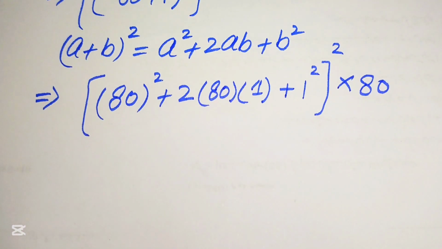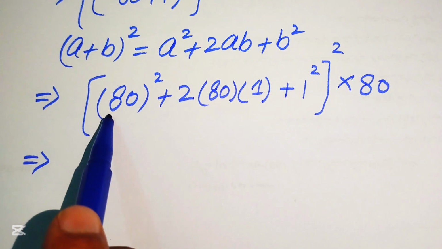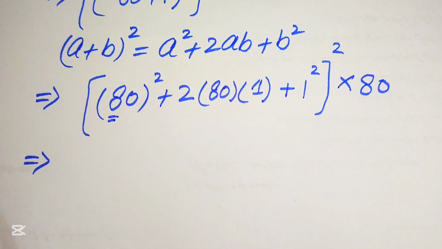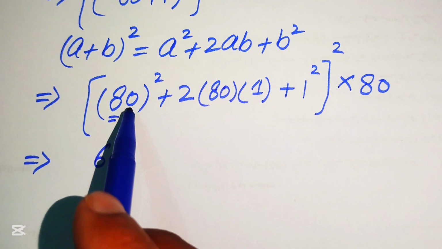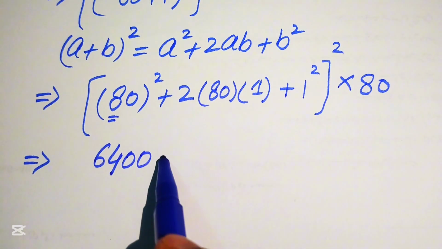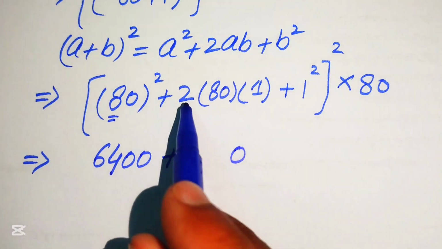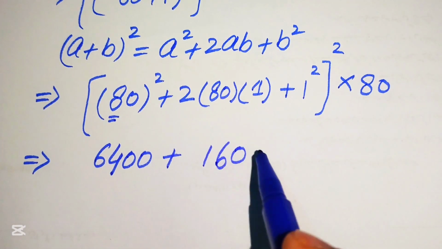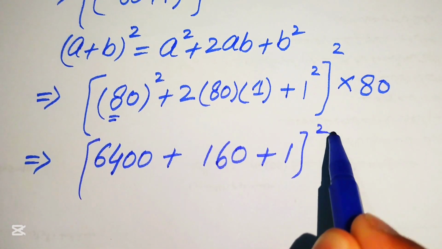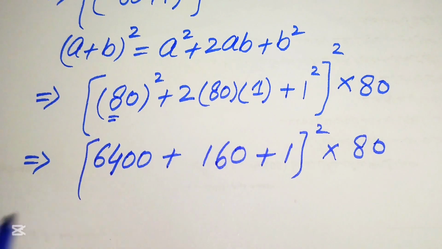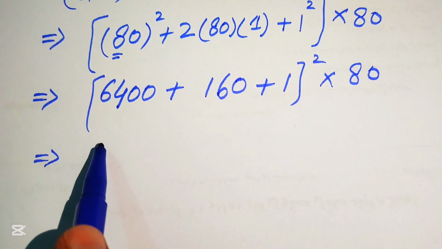Further, in order to take the square of 80, we need to expand the square of 8. We know that the square of 8 equals 64, and here we just add the two zeros, giving 6400. Plus, we multiply 2 times 80, so the zeros give 0 and 2 times 8 is 16, and 1 squared equals 1, and its whole square, multiplied by 80. In the next step we need to sum up all of these values.